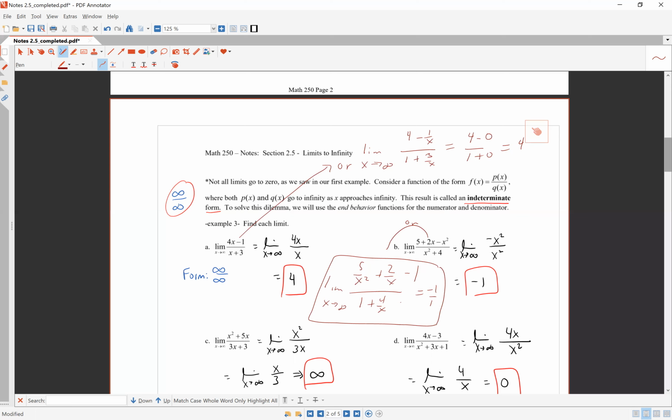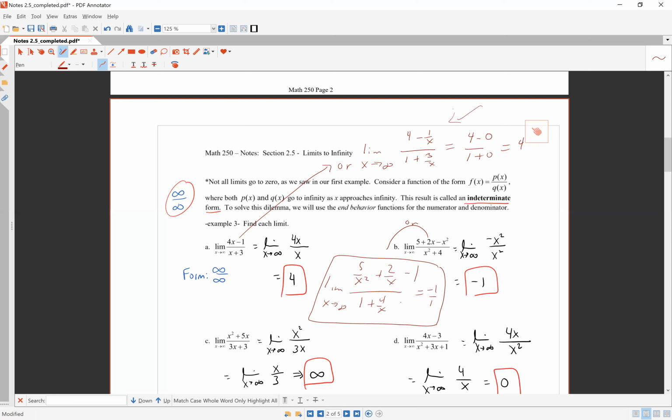So we're going to divide the numerator and denominator by x. So we get 4 divided by 1, and 1 plus 3 over x. Now as x goes to infinity, 1 over x goes to 0, and 3 over x goes to 0, and it turns out just to be 4. So really what you can do is just take the coefficient of the highest order terms.